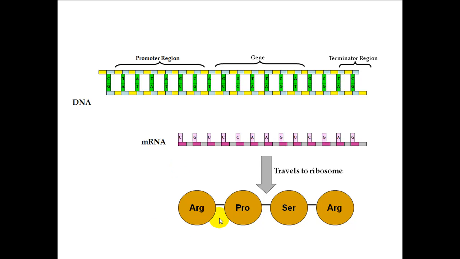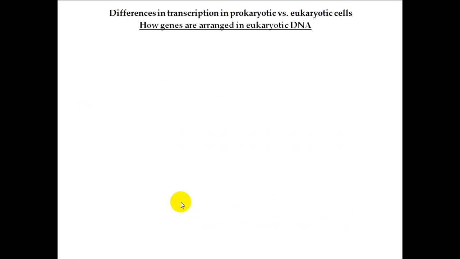So the last thing we'll take a look at is some of the differences when you consider the transcription that happens in prokaryotic cells versus the transcription that happens in eukaryotic cells. One of the differences that we'll point out here is the way that the genes are arranged within the DNA.